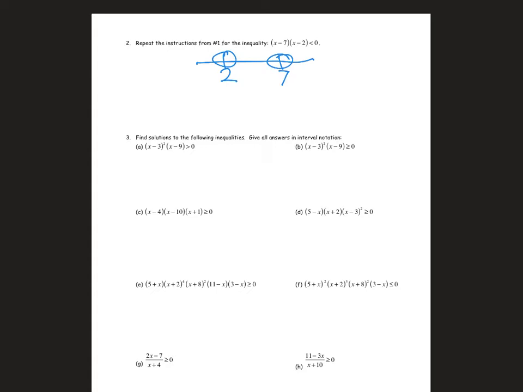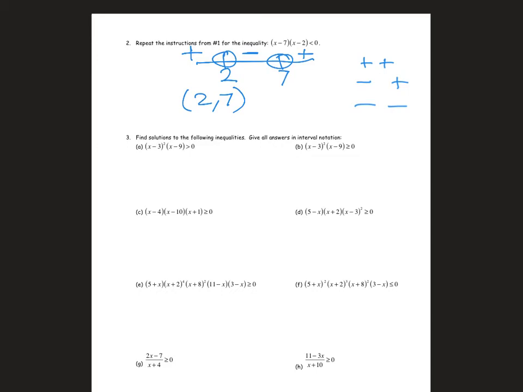So if I put in something greater than 7, I'll have a positive times a positive, so that'll be positive. If I put in something between 2 and 7, I'll have negative and I'll have positive, so that will be negative. And if I put in something less than 2, like 0, I'm going to have negative times a negative, which will make that positive. So my only solution, since I'm looking for the negative or less than 0, will be 2 to 7.